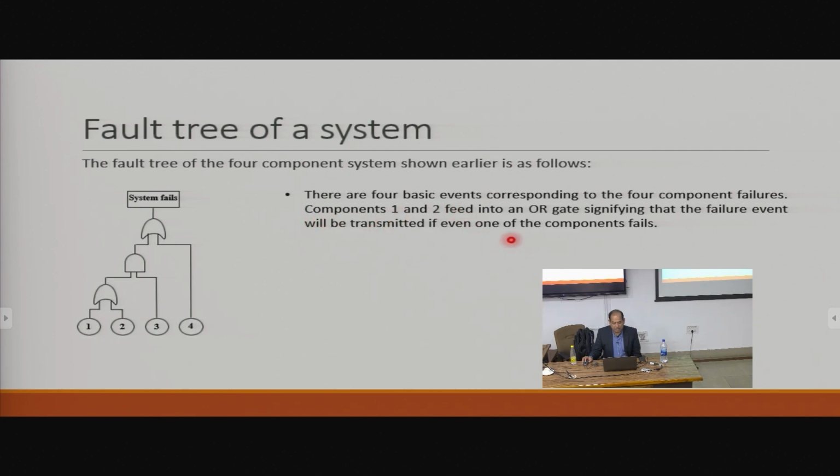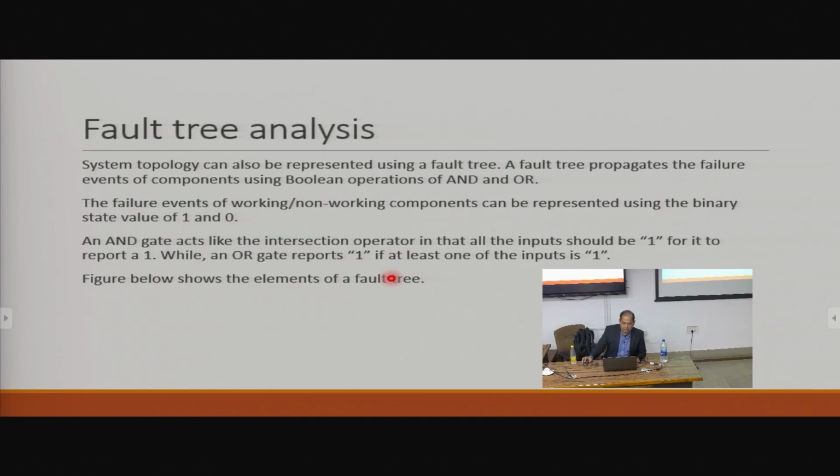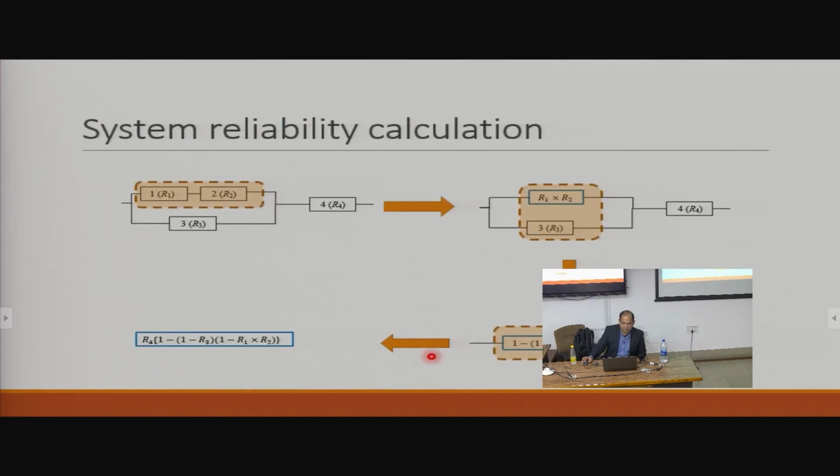Components 1 and 2 feed into an OR gate, signifying that the failure event will be transmitted even if only one of the components fails. Okay, so 1 and 2 go through an OR gate. Let's go back to our fault tree here, or the block diagram here. They're in series.